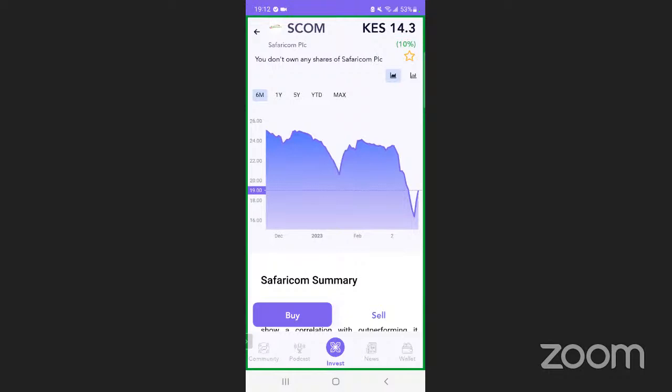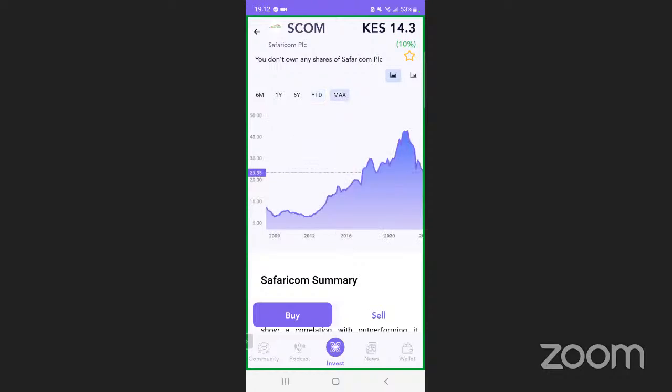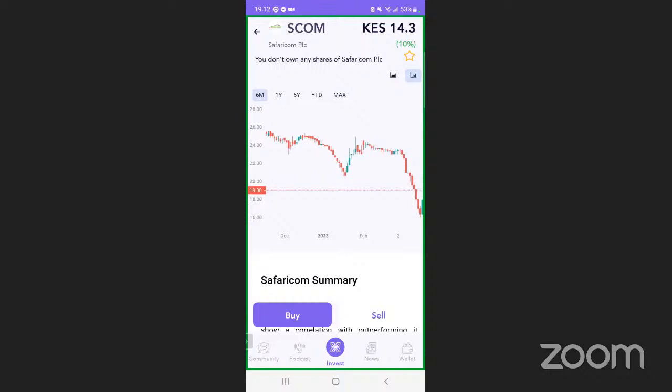So let's put year to date. You can see Safaricom has fallen from around 24 to around 14.3. And for max, you can see Safaricom was rising up to around 2021 where it fell. If you want to see a different chart, you can click on this other button and you'll be able to see the candlesticks.